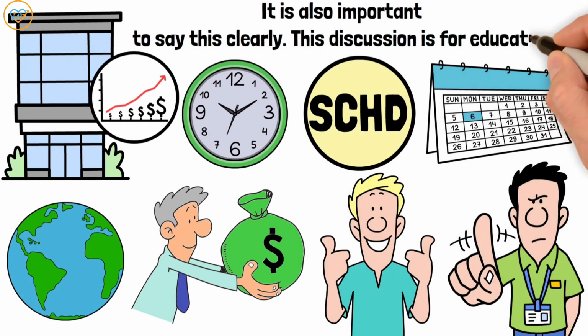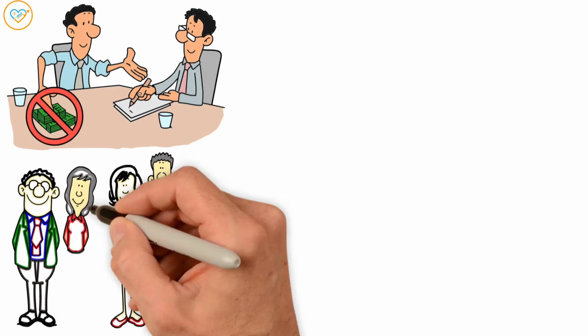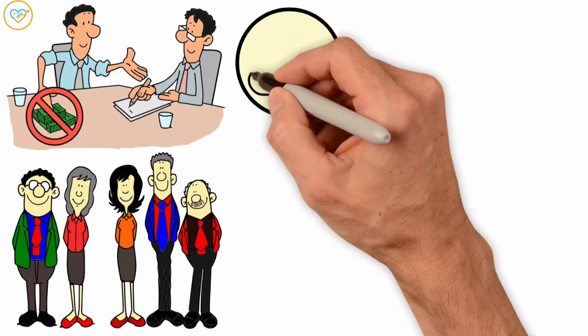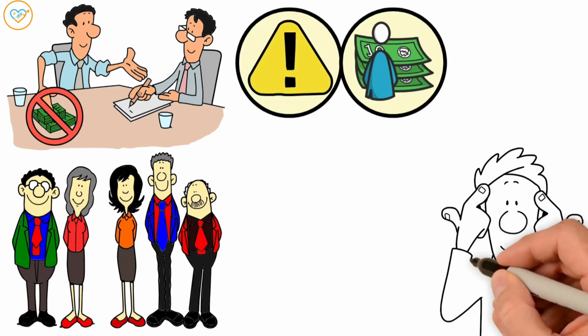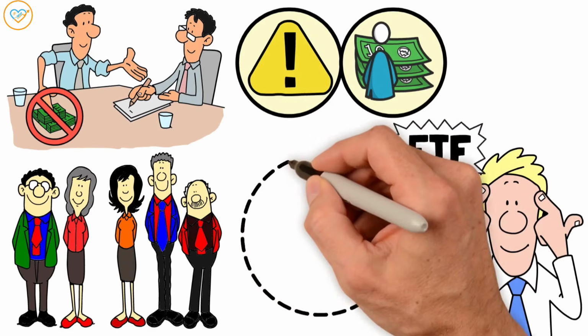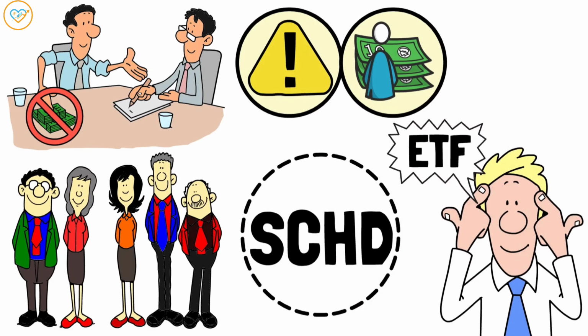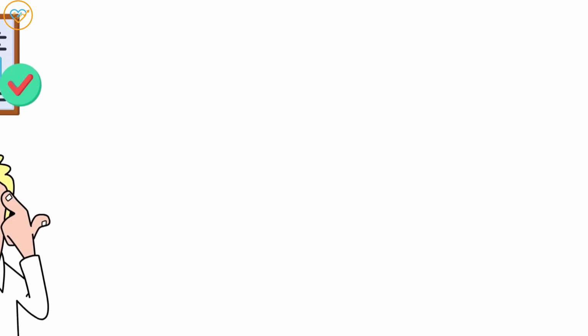This discussion is for education, not personal financial advice. Individual goals matter. Risk tolerance matters. Income needs matter. Understanding those factors is more important than any single ETF, including SCHD. When expectations match design, results tend to make more sense.